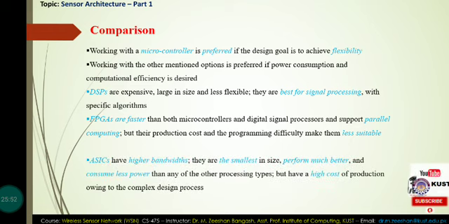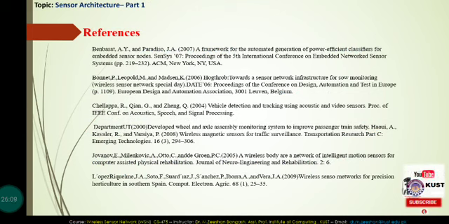And again, ASICs have higher bandwidth requirements. They are smaller in size, perform much better, and consume much less power than the other processing types. However, they have a high cost of production, and the design process costs a lot.